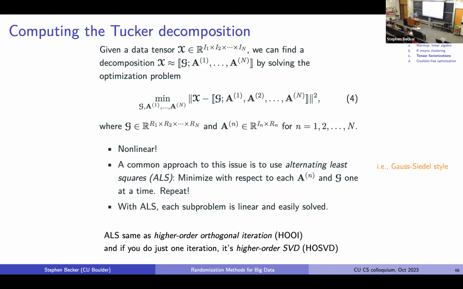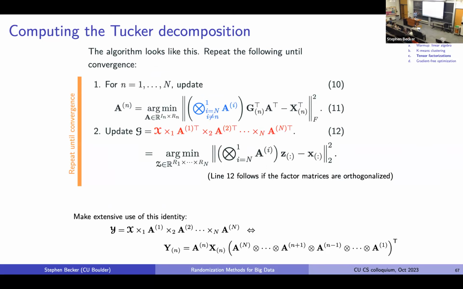This is known as the higher order orthogonal iteration. There's a bunch of details to make it efficient in practice, which I won't dwell on too much. But it looks like this, where I'm going to iterate until I get convergence. In each step, I go through all different factor matrices. I have capital N factor matrices. So I'm going to find the little nth one, which is this A here. I'm trying to find the one that minimizes this. And all the other ones, I'm going to fix at their old value.